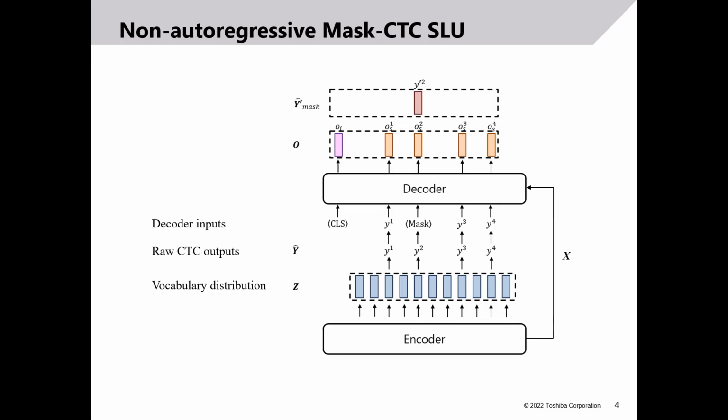At the same time, we add a special token, CLS, in front of the CTC output sequence to perform decoding. The hidden state of this CLS token is used to recognize the intent of the actions. The rest of the hidden states are used to recognize the slot labels as well as the refined ASR outputs. So this framework is able to perform ASR and SLU tasks jointly at the same time.